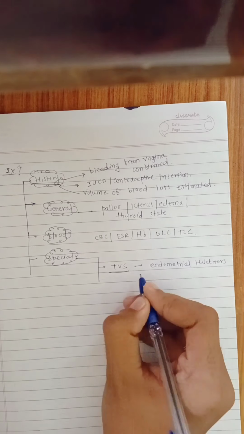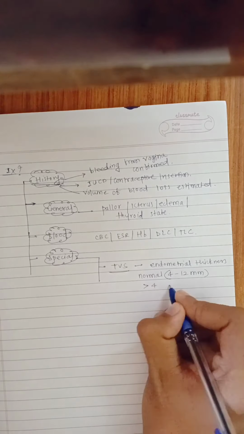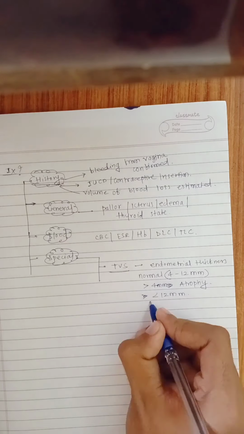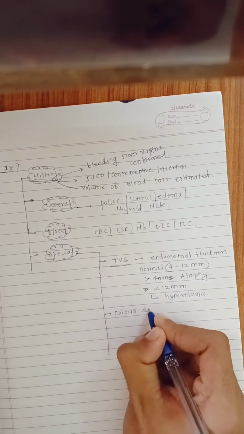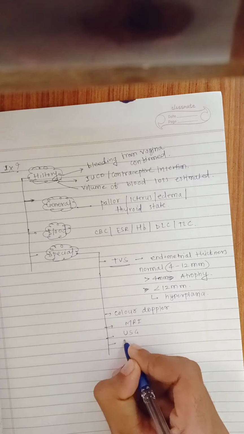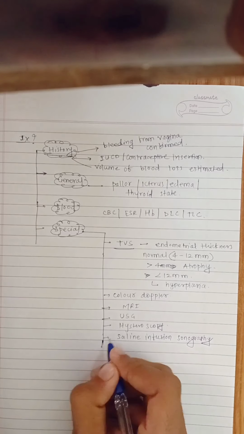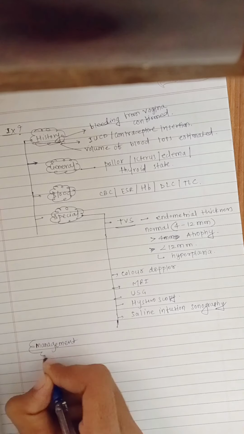Special investigations being transvaginal sonography, where endometrial thickness is measured. Normally it is 4 to 12 mm, atrophy less than 4 mm, hyperplasia more than 12 mm. Color Doppler is also used, and MRI, USG, hysteroscopy, saline infusion sonography is used.